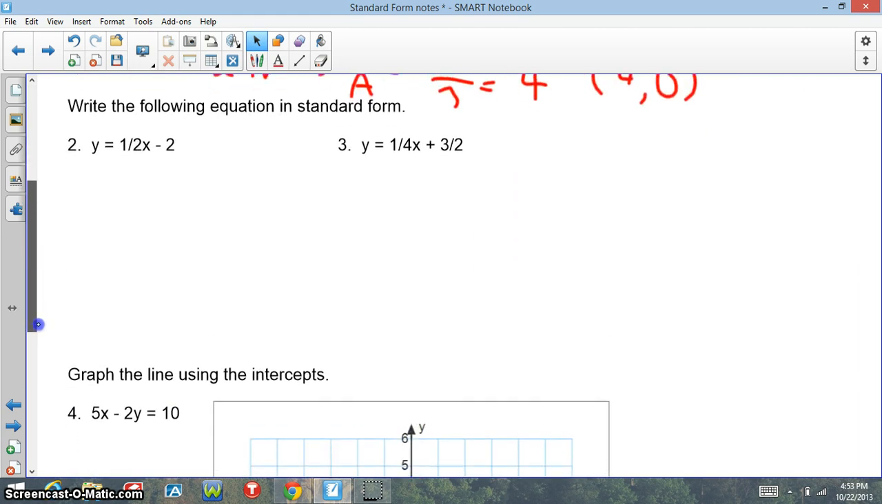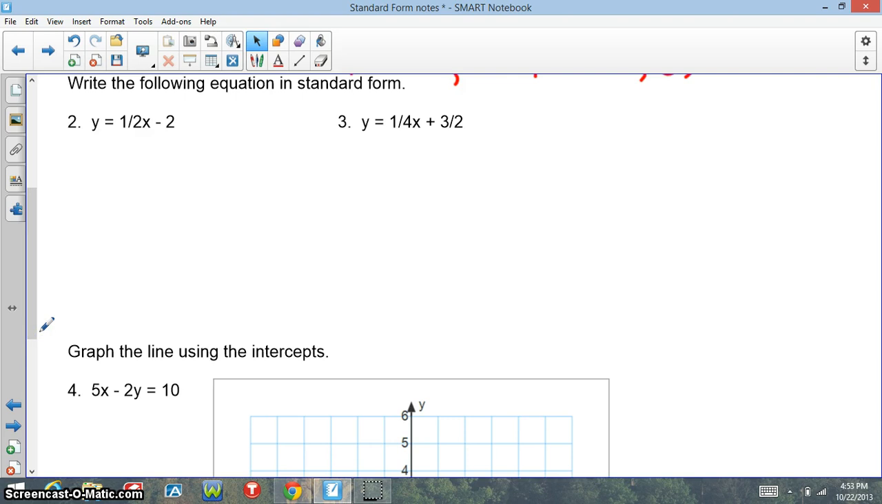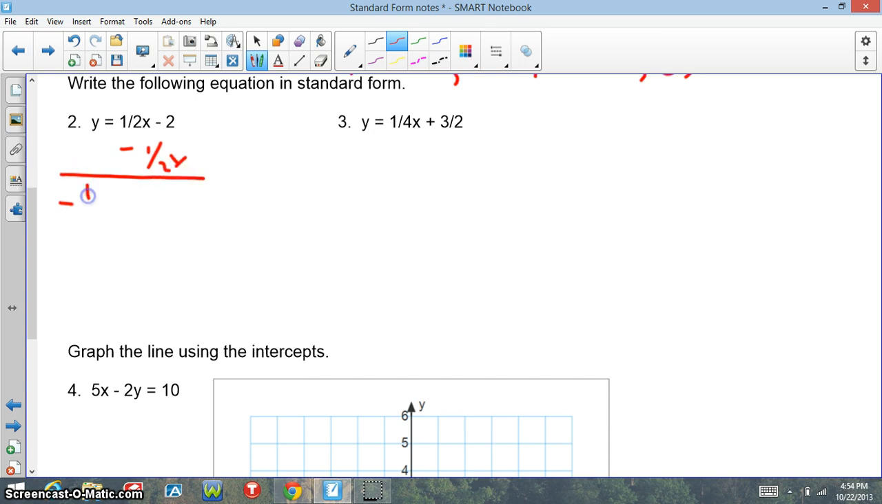Alright, next example. And if I'm going quick, pause it and go back over it. We want to write the following equations in standard form, so we just want to solve those. We want to get in that ax plus by equals c. So first thing I'm going to do is get my x's and y's on the same side. So I'm going to subtract 1/2 x from both sides. That gives me a negative 1/2 x plus y equals negative 2.